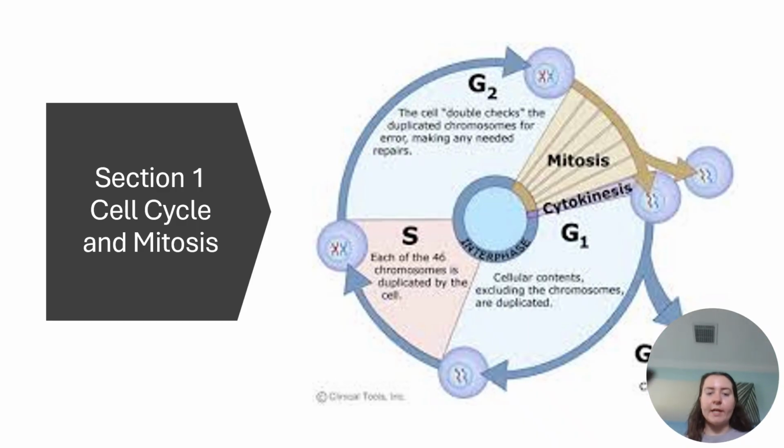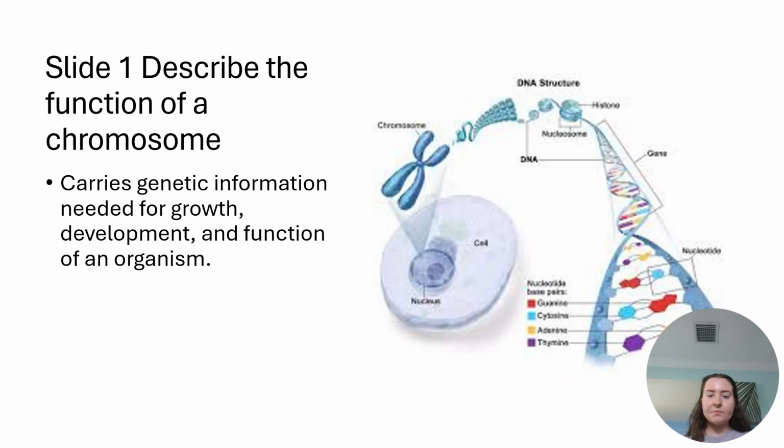We have cell cycle and mitosis. 1. Describe a function of a chromosome. A chromosome carries genetic information needed for growth, development, and function of an organism. Then I have my picture here, the organism.